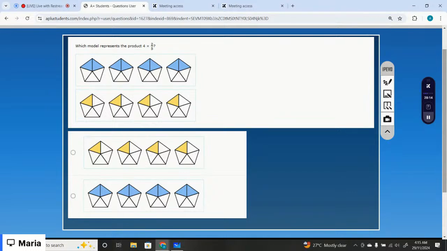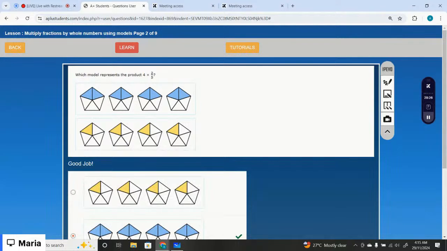Option number 2 is the correct option, right? You have 4 shapes, and for all the shapes you have 2 portions colored out of 5. So option number 2 is the correct option.